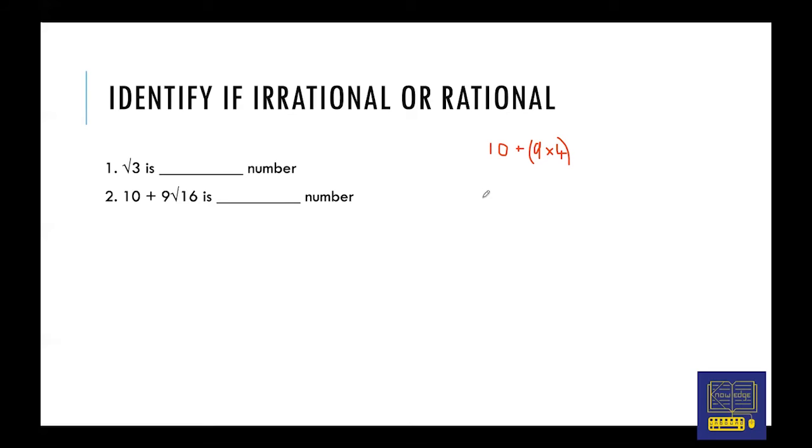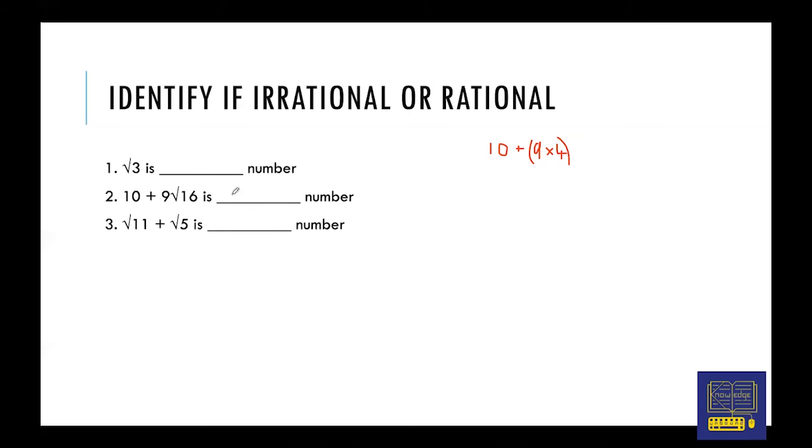Now for the third sum, the value of root 11 and the value of root 3 cannot be represented in a simple fraction, and the addition of two irrational numbers will remain an irrational number. So root 3 is an irrational number, the second sum is rational, and the third sum is irrational. So we see that we've gotten all of these correct.